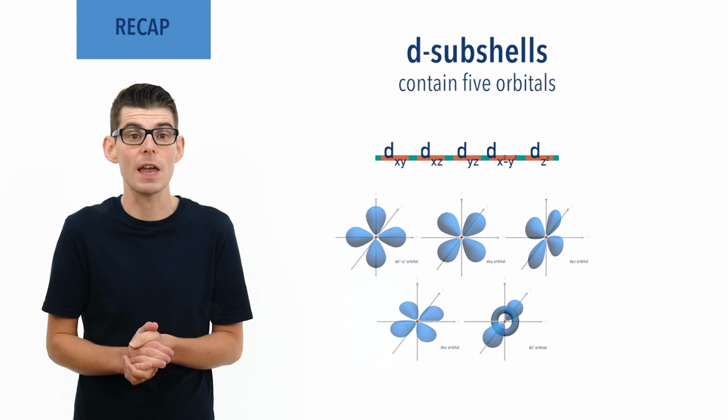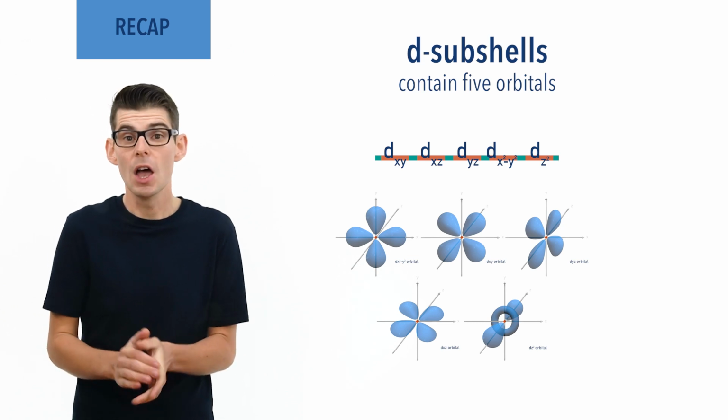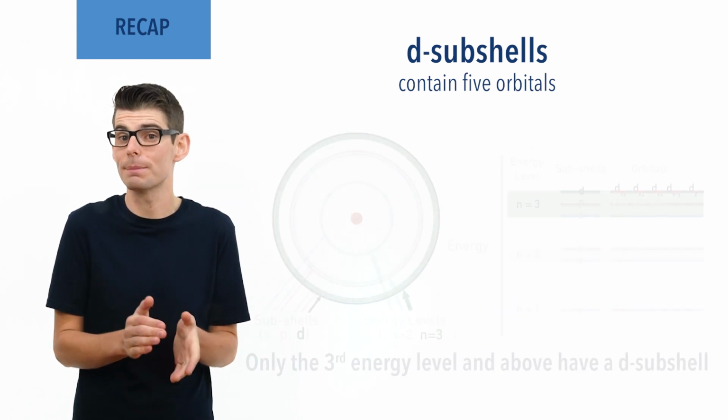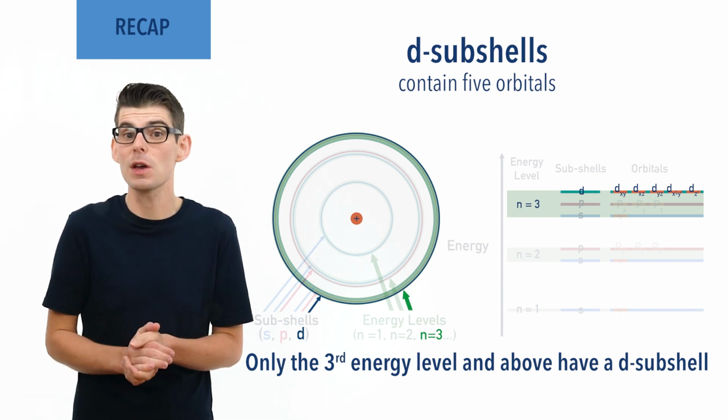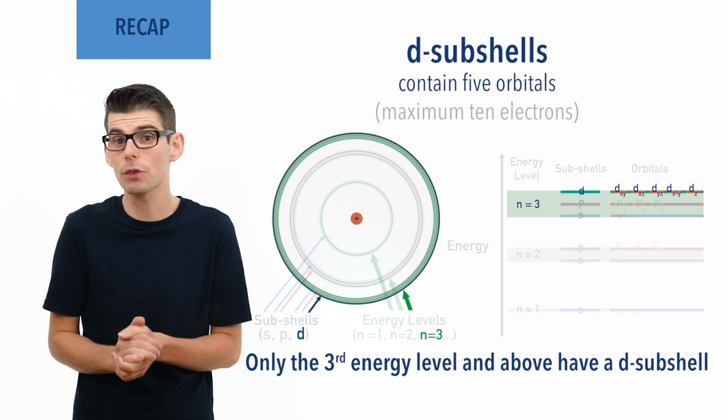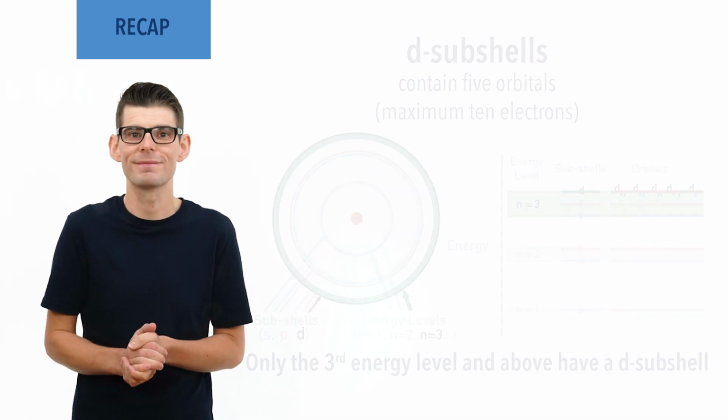D subshells contain 5 orbitals that have different shapes, called d-orbitals. Only the third energy level and above in an atom can contain a d subshell. A d subshell can hold a maximum of 10 electrons, 2 per d orbital.